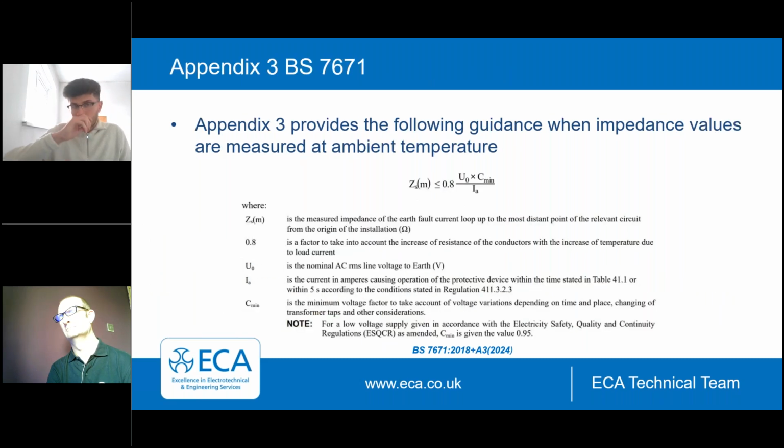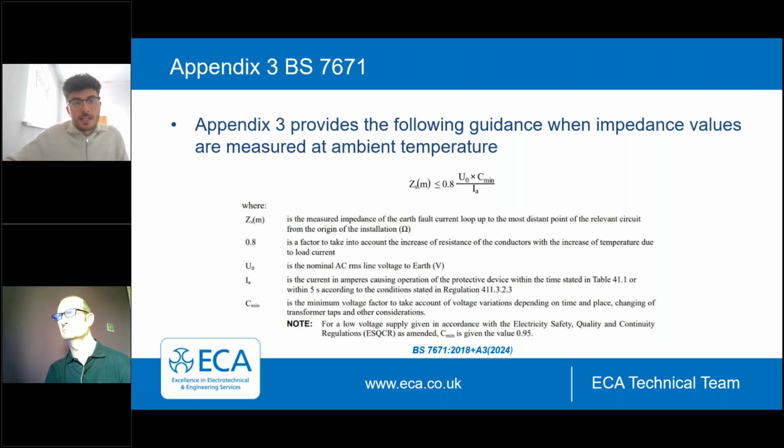Now, that calculation within appendix 3, or that formula, we can see again here, but there are some subtle differences that are added to it. So this is taken directly from appendix 3. And you'll see ZS now has an M, a little M by it, meaning measured impedance. And there is also a 0.8 factor placed in front of the formula that will give you the earth fault loop impedance value. So it's taking 80%. And so our ZS measured equals 80% of the values within BS7671.